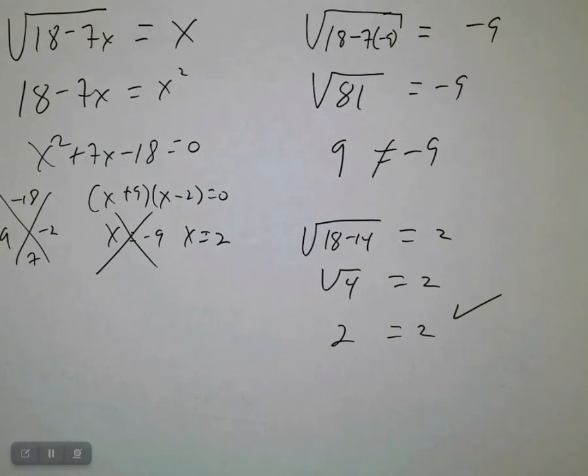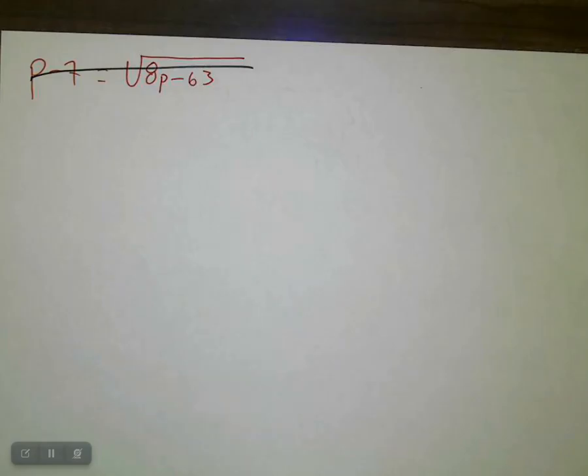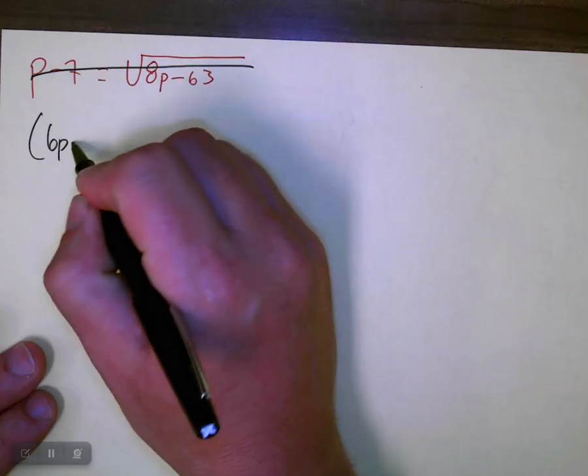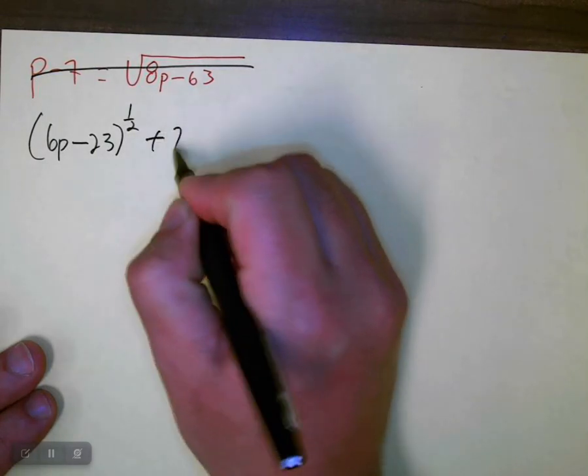Let's look at another type. The other type is when you have radicals. So we're not going to do this one. I originally was going to do this one right here, but we're not going to do that one. We'll do two of them like this. So we'll do 6p minus 23 to the 1 half plus 7 equals 12.